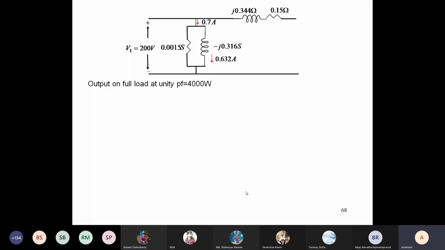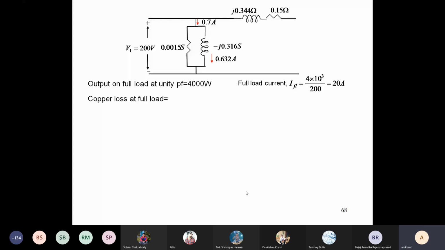So the full load current. At that full load, what will be the current? So 20. The full load current is basically 4000 watts by 200, which is equal to 20 amperes. So the copper loss at full load.